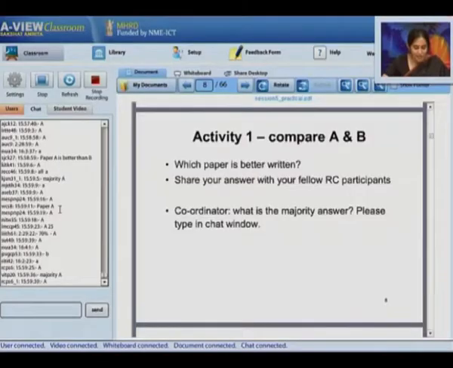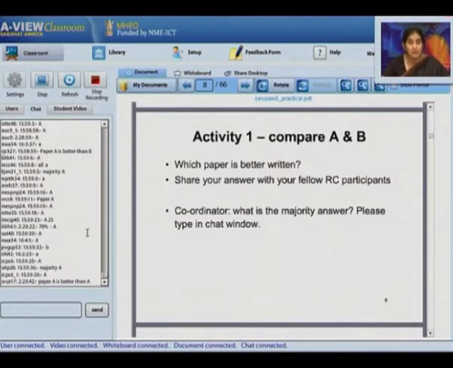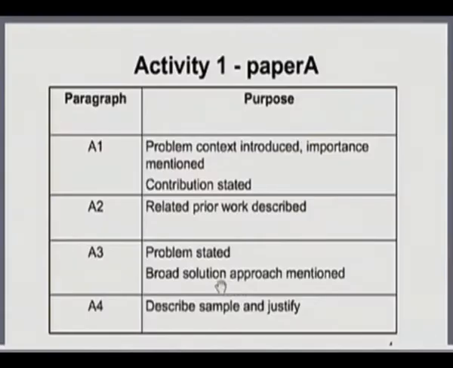Okay, let me interrupt. Majority of the answers, I would say maybe 34 out of 35, say that A seems to be better written. And you would have found it to be much easier to identify the purpose of the paragraph in paper A. It was very clear in paper A that paragraph A2 had related work, paragraph A3 had the problem as well as a broad solution, paragraph A4 described the sample, and so on.